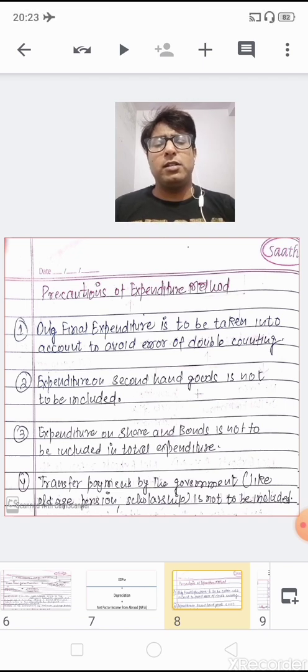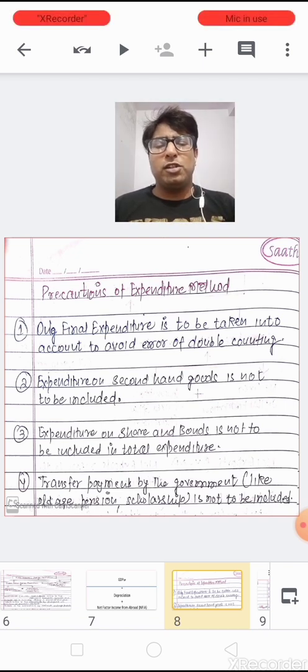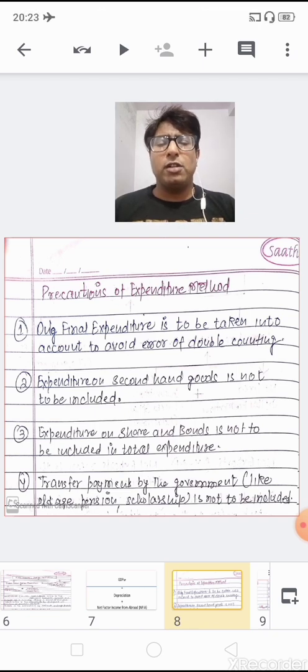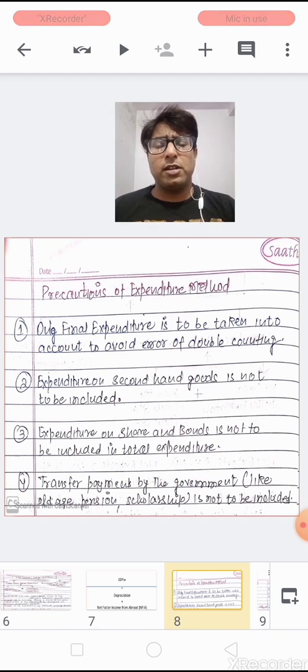because it does not create any expenditure which is related to production activities.